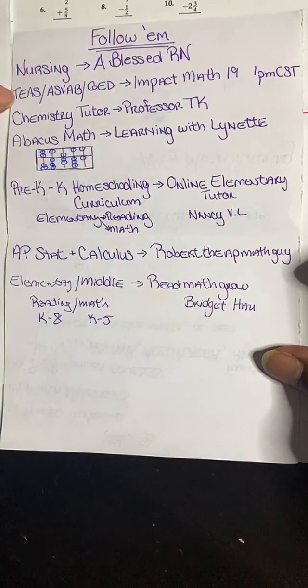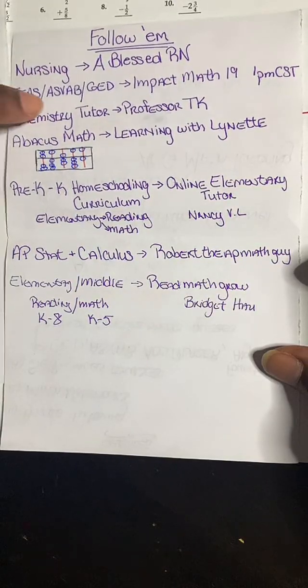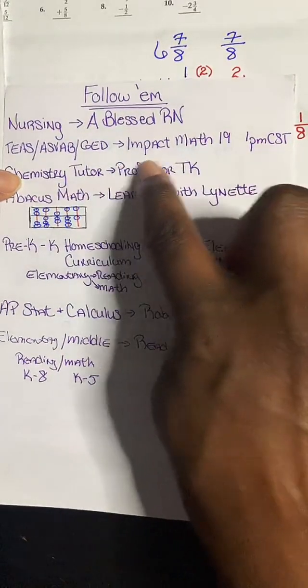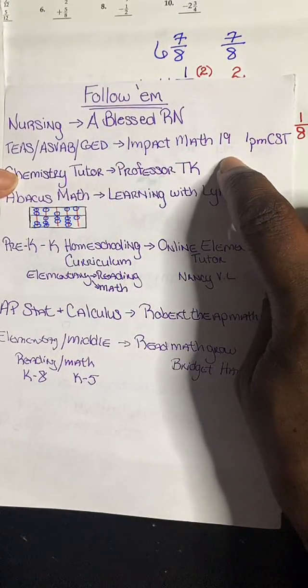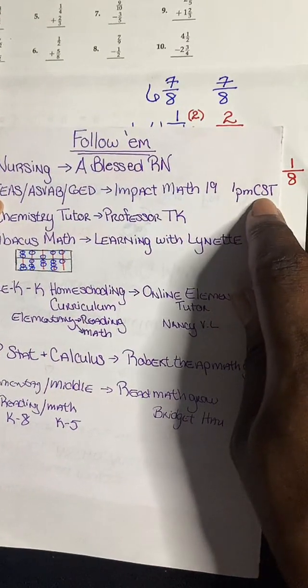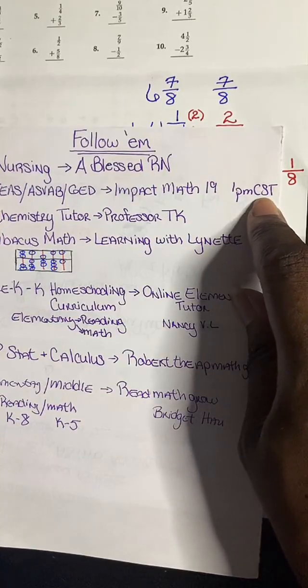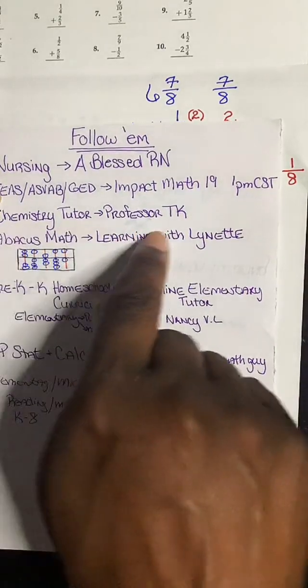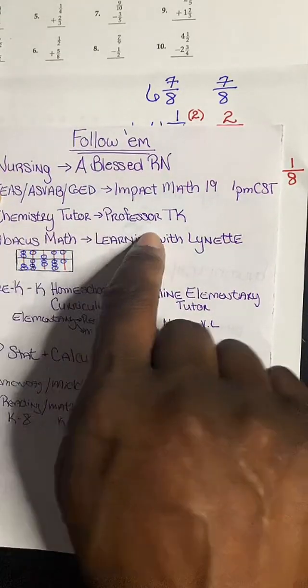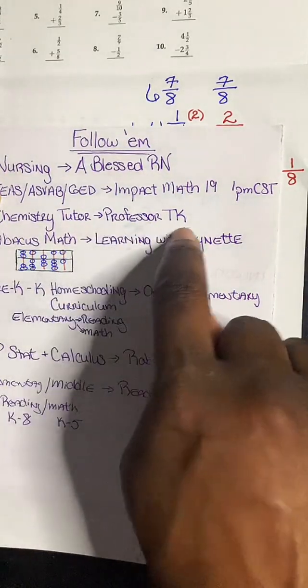If anyone needs some extra practice with TEAS, with ASVAB, with GED, definitely follow my girl Evelyn. Her name is Miss Taylor from Impact Math 19. She usually goes live at 1 p.m. Central Time, which will be 2 p.m. Eastern Time. If you guys need a chemistry tutor, I know some people are saying they're going into Algebra 2. If you need a chemistry tutor, hit up Professor TK.